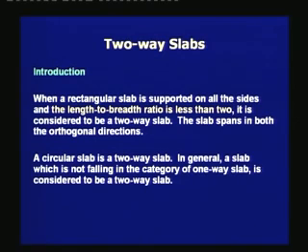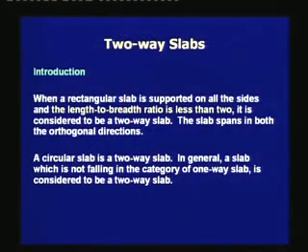When a rectangular slab is supported on all the sides and the length to breadth ratio is less than 2, it is considered to be a two-way slab. The slab spans in both the orthogonal directions. What we had seen last time for a one-way slab is that we designed the slab for only one direction, and in the transverse direction we provide nominal reinforcement. But for two-way slabs, it has to be designed for both the directions.